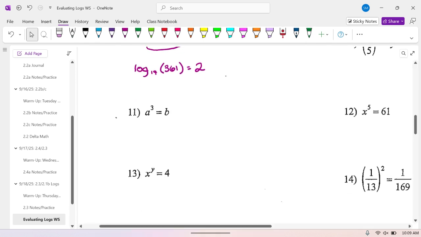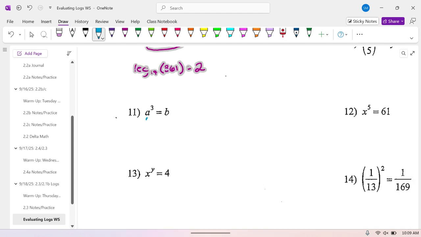All right, one more. Let's try number 11. What do I hit first? The A, that's my base. What's next? B, then equals, then 3. So how do I write it? Log A of B is equal to 3.